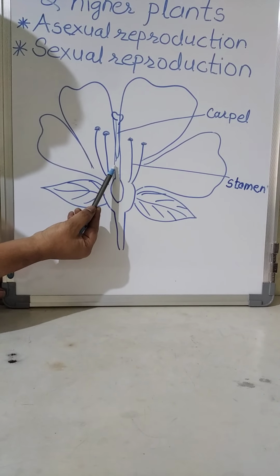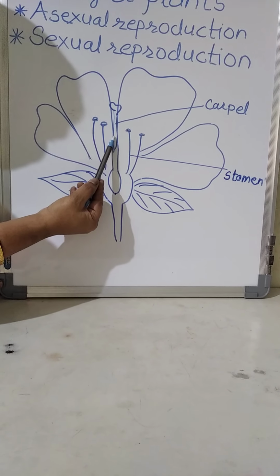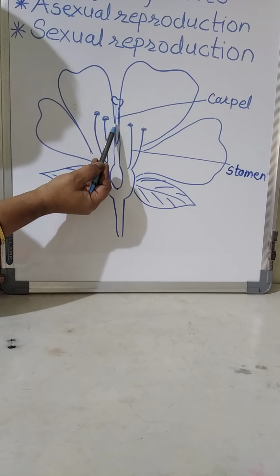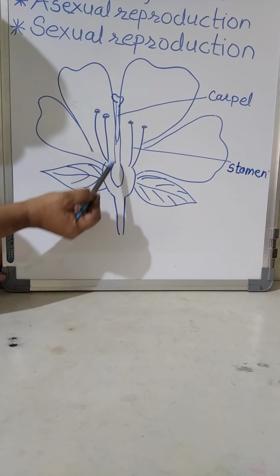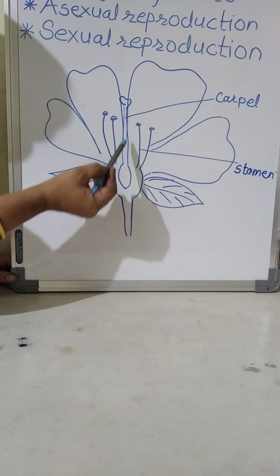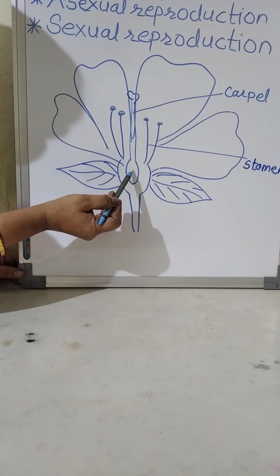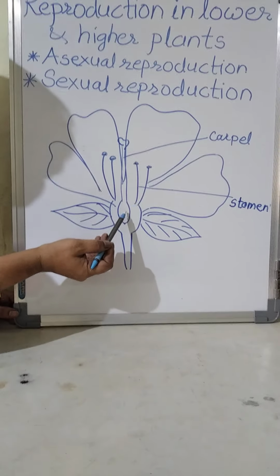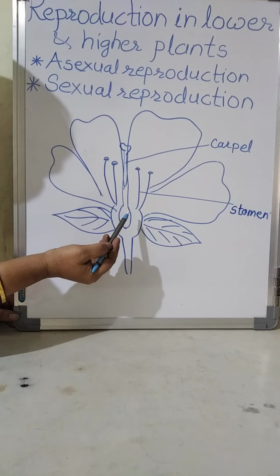The next important sexual whorl is the gynoecium. It is made up of carpel or pistil. This carpel consists of three main parts: ovary, style and stigma, and inside this ovary the female gamete is produced. So in sexual reproduction, both whorls, androecium and gynoecium, are important.